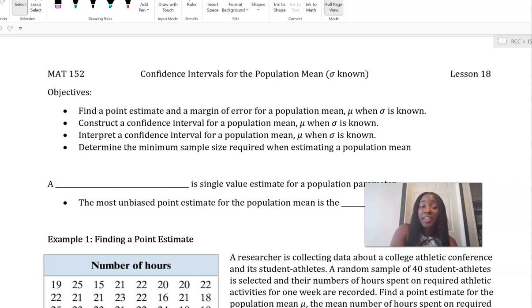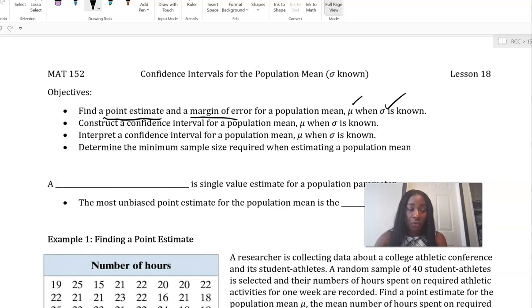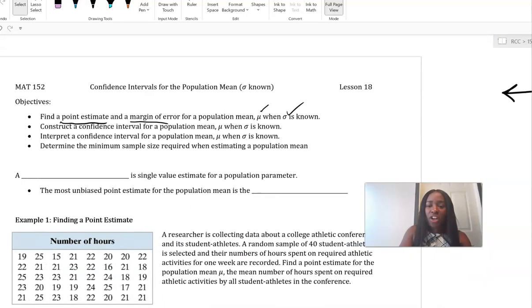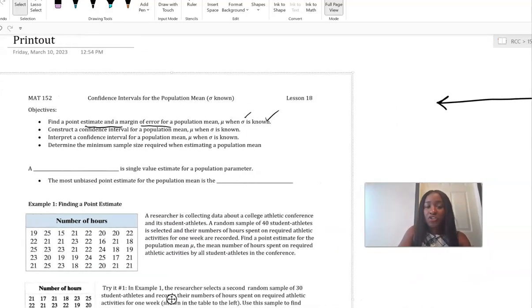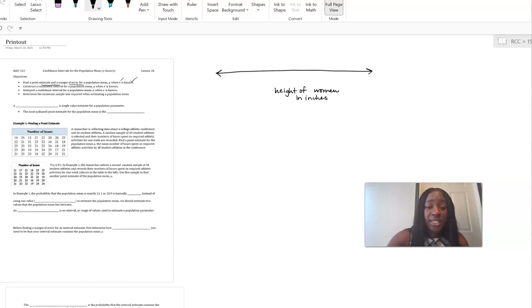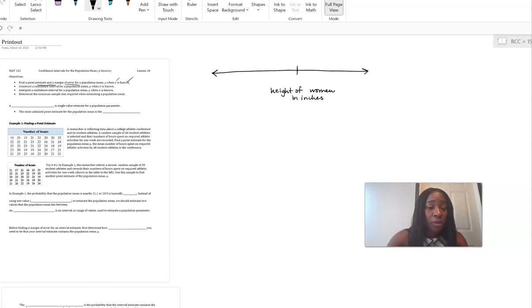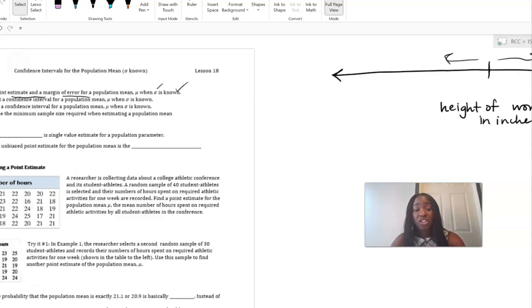We want to be able to find the point estimate and a margin of error for the population mean when we know the population standard deviation. So again, if you watched that introduction video, the point estimate is here in the middle. The margin of error is your wiggle room. We want to be able to find both of those things when we know the population standard deviation.